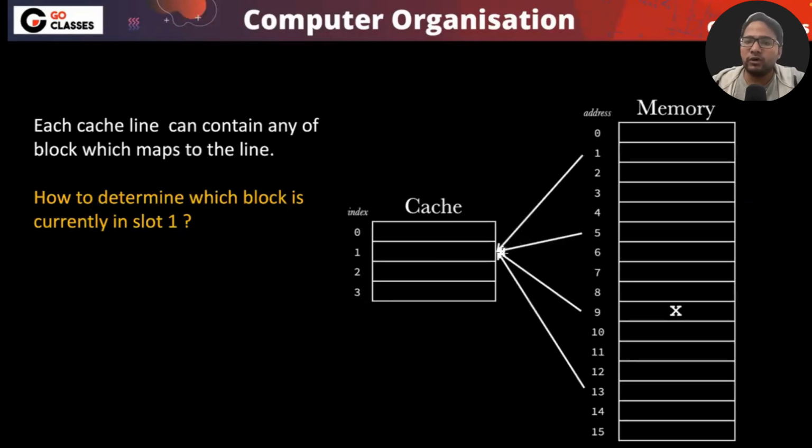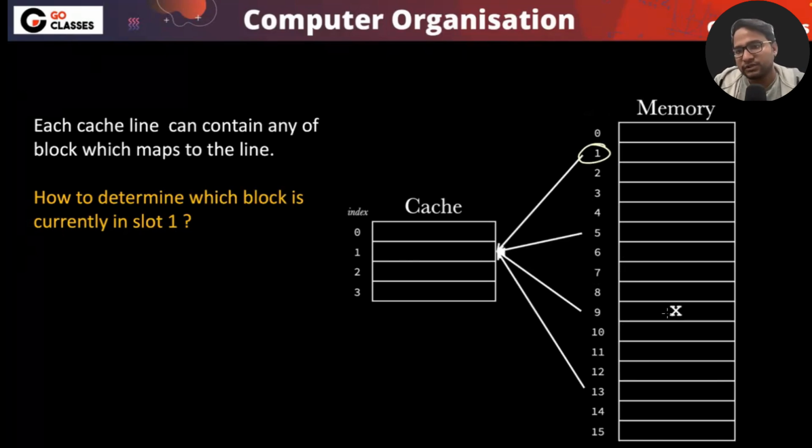Now you have noticed one thing, that in direct mapping what we are doing is saying that maybe this block number 1, or this block number 5, or block number 9, or block number 13, all of them are mapping to this particular line, right? But how to determine which block is currently in slot 1?